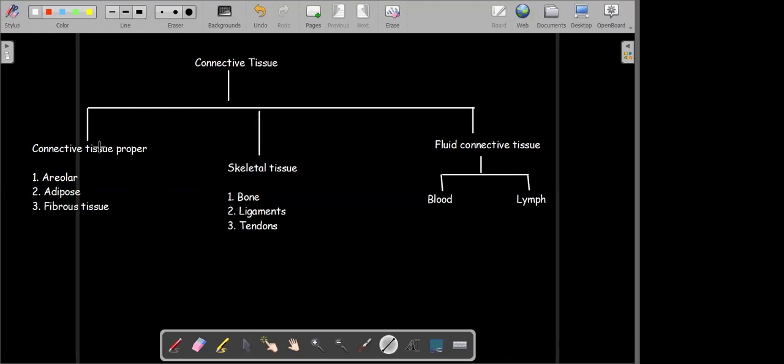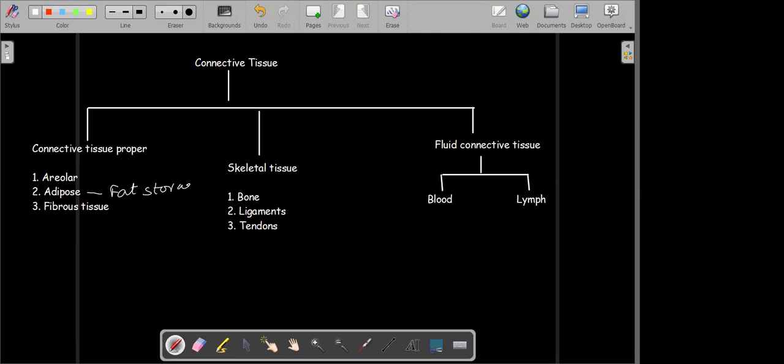Okay. So connective tissue proper is divided as areolar tissue, adipose tissue, and fibrous tissue. As the name suggests, the areolar tissue has air gaps in it. So areolar tissue, its density is very less. Adipose tissue is a fat storage tissue. It is generally used for storing of fats. So the name adipose is because of that only. Adipose means fat. So adipose tissue is for fat storage.